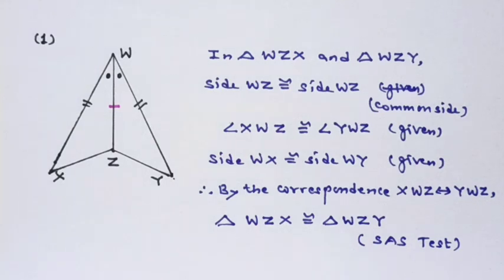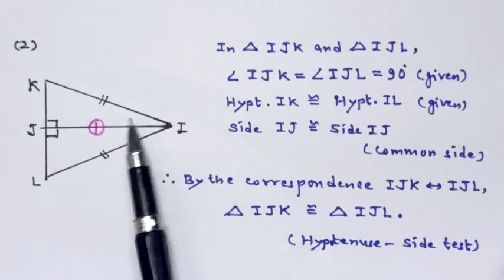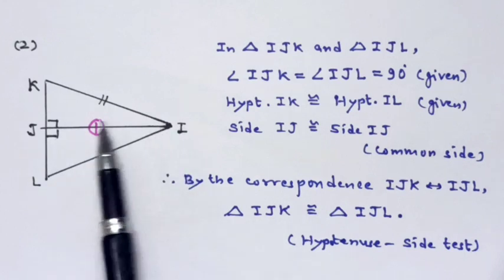Let's go to the second question to understand more. Once again, these two triangles are joined. So here the common side is IJ or JI.